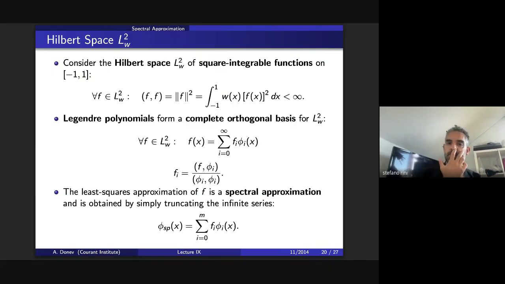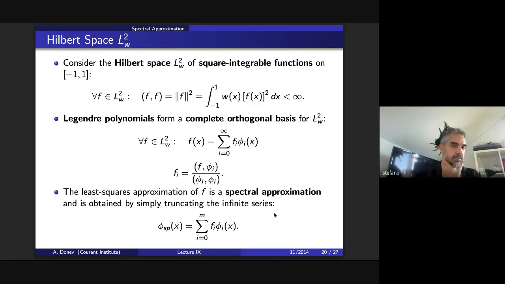Consider now the Hilbert space L2 of omega, which is the space of all integrable functions for which, when we take the inner product with this weighting function omega of x, the result is less than infinity. Then the Legendre polynomials form a complete orthogonal basis of L2 of omega for f of x, which is equal to the summation of this. The least squares approximation of f is the spectral approximation, which is obtained by truncating the infinite series.